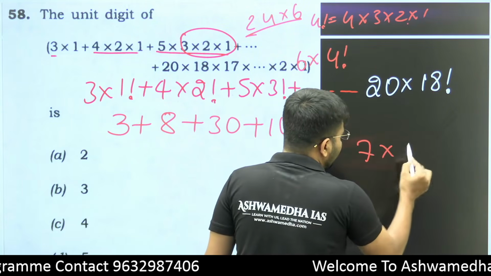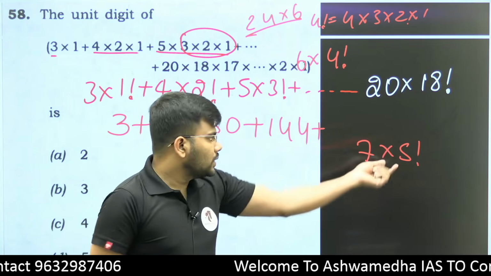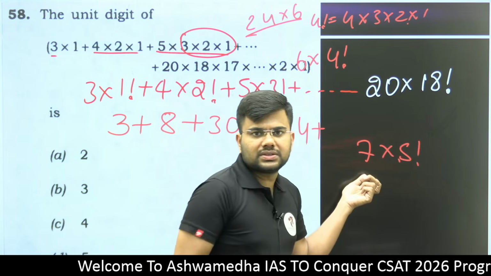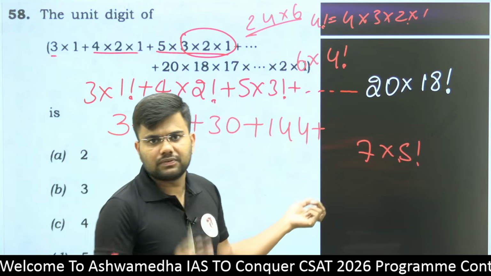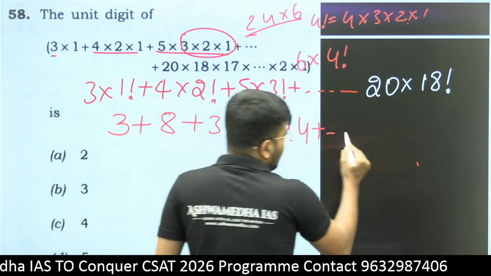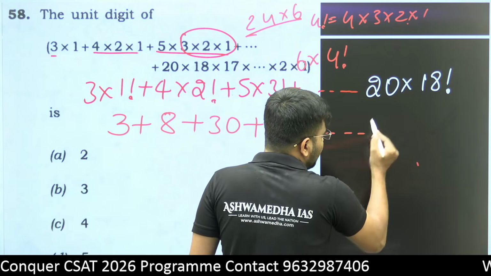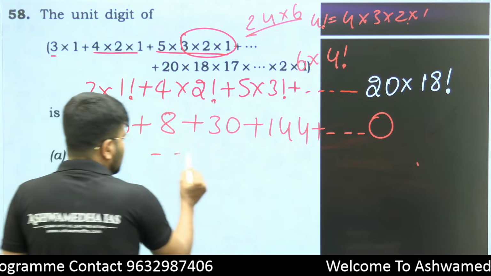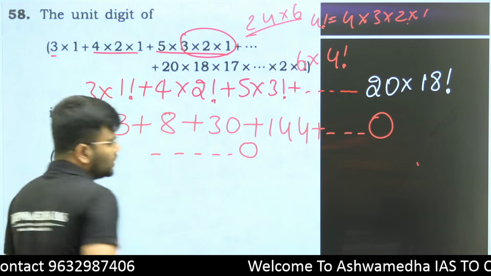So plus, whatever number comes next, that is 7 into 5 factorial. The unit digit in 5 factorial is 0. 0 multiplied with 7, the unit digit would be 0 itself. I hope it's clear. Hence the product's unit digit would be 0. Now you are supposed to add, that is, the unit digit would be 0.